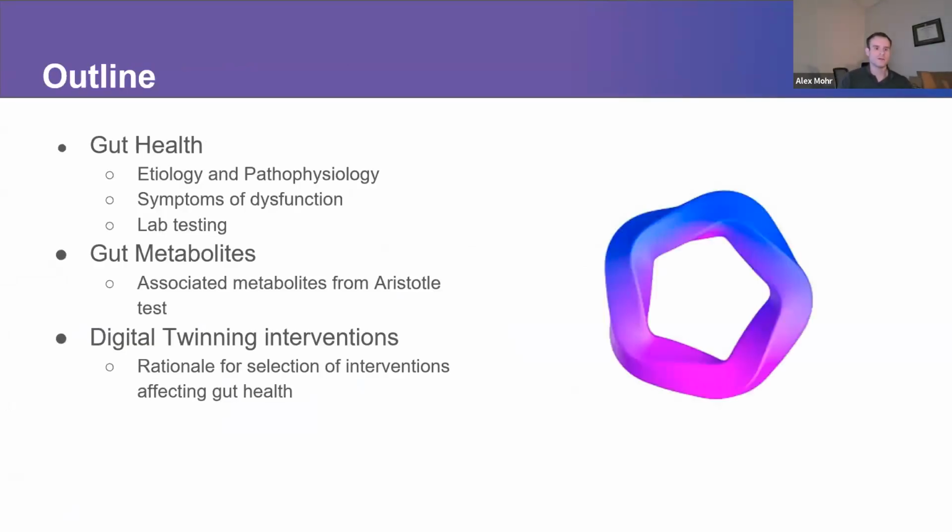Our outline will look briefly at etiology and pathophysiology associated with gut health, explore some symptoms of dysfunction, and also highlight some traditional lab testing. We'll also explore the metabolome, the metabolites that we capture for this domain in the Aristotle test, and also a rationale for selection of interventions affecting gut health via our digital twinning models.